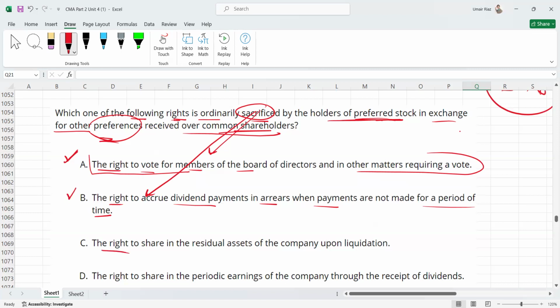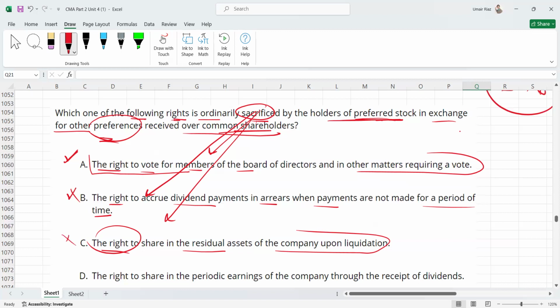the right to share in the residual assets of the company upon liquidation. This right you also have. You don't sacrifice. You have a right because whenever the company liquidates and we sell the assets of the firm, first payments will be made to the debt holders, then to the preferred stockholders, then to the common stockholders. So this right you have. You can participate in the residual assets of the company upon liquidation. You don't sacrifice this. This is not the answer.